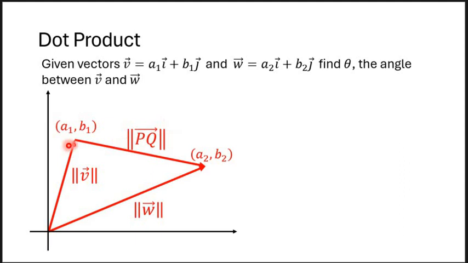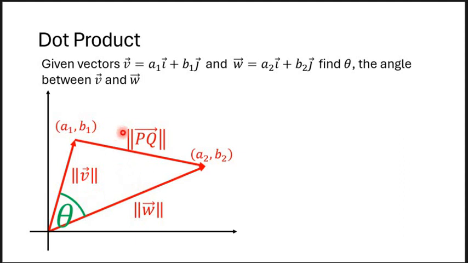Here we have the same situation we just had. We just made the terminal point of vector v arbitrary, a1, b1, and the terminal point of vector w arbitrary, a2, b2. We're going to look for that angle theta between the two vectors the same way we just did. We're going to start off with the law of cosines.